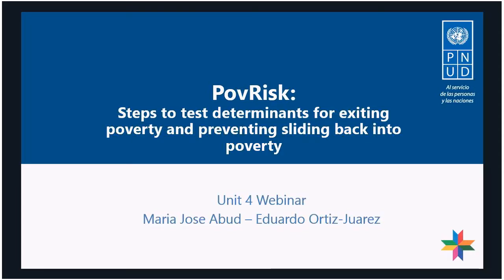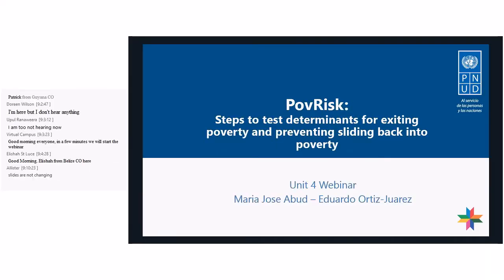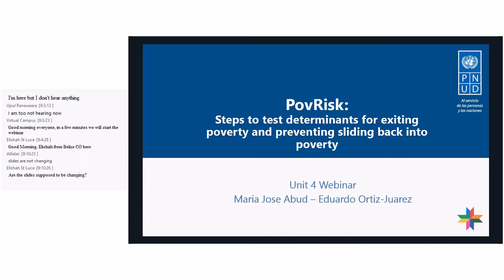So why we're doing this, just as a reminder, we think that to achieve SDG number 1, it is very important to know the factors associated with upward and downward mobility. And we want to know which is the policy mix required to eradicate poverty. And for that, we think that it's very important to work on both upward and downward factors of mobility that we need to break.